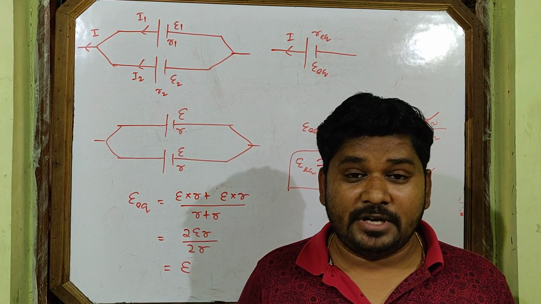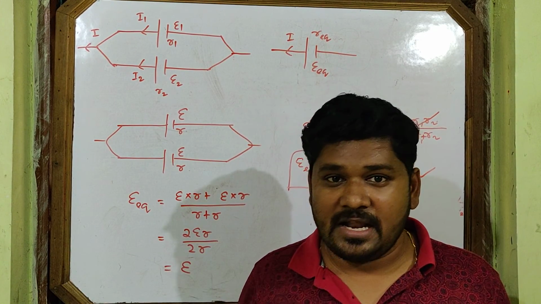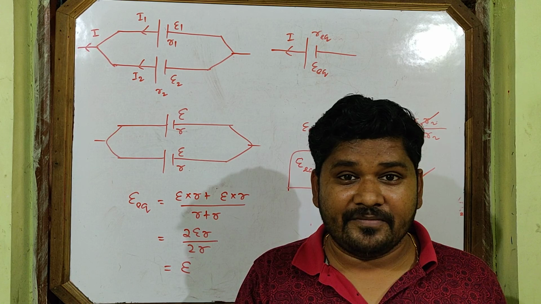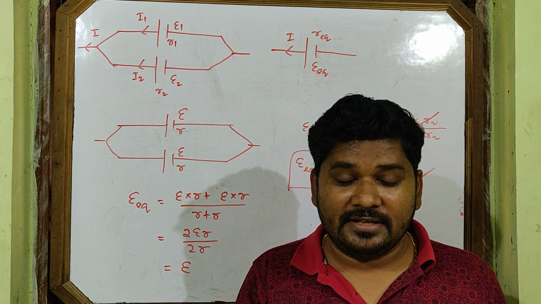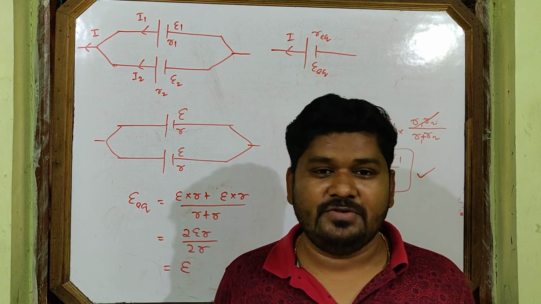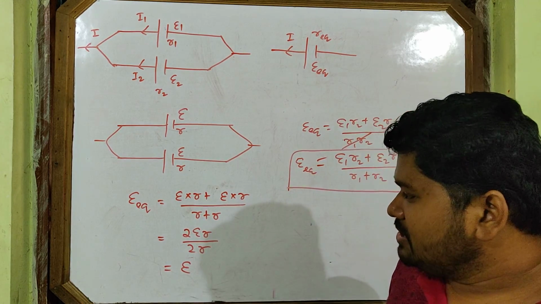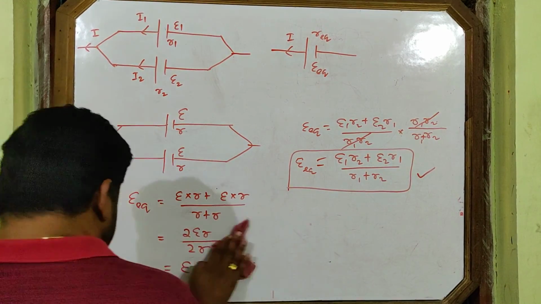Not just two cells. If you connect an infinite number of cells in parallel, each of EMF E, then the net EMF will also be equal to E. No problem.